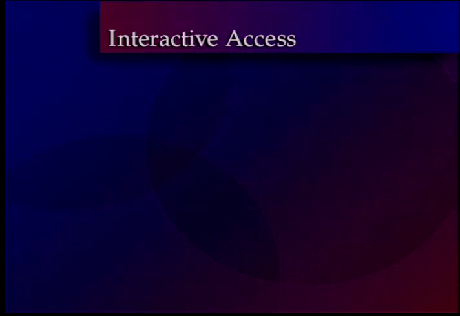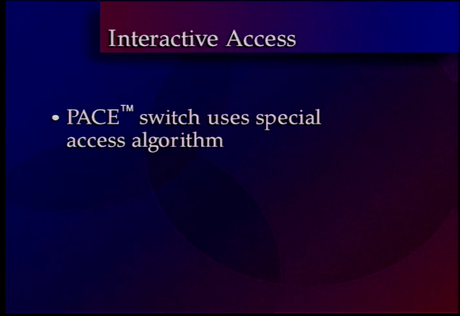So the other aspect that has to be dealt with is jitter. PACE uses something called interactive access to deal with jitter. The observation made in designing PACE was that Ethernet was originally designed to service a large number of nodes contending to get access to the medium.